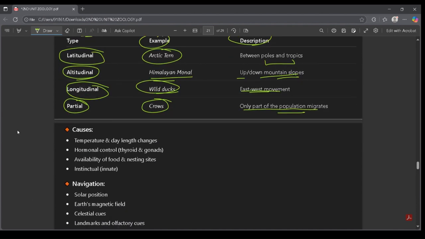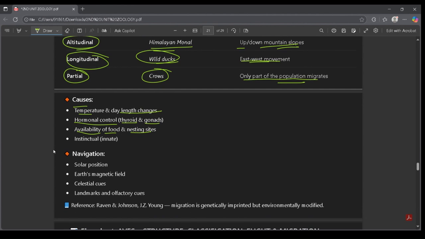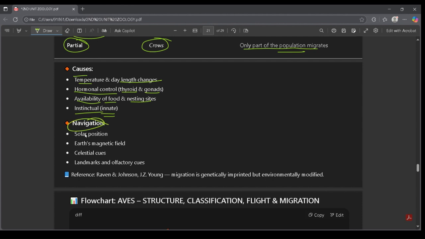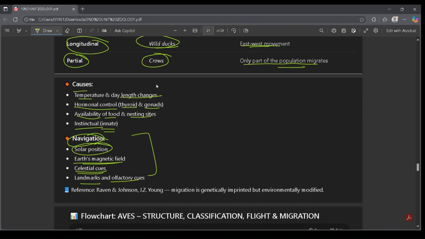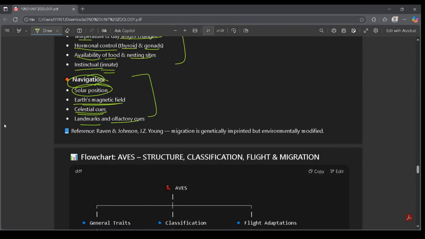What are the causes of migration and also the navigation portion here? The causes: temperature and day length changes, hormonal control, thyroid and gonads, availability of food and nesting sites, and instinct, which is nothing but innate. Navigation: they use solar position, Earth's magnetic field, celestial cues, landmarks, and olfactory cues. These are the navigation portion, and these are the causes as well.